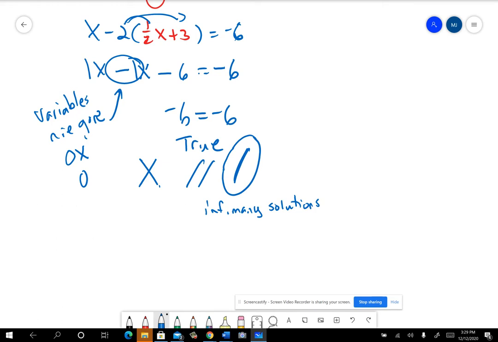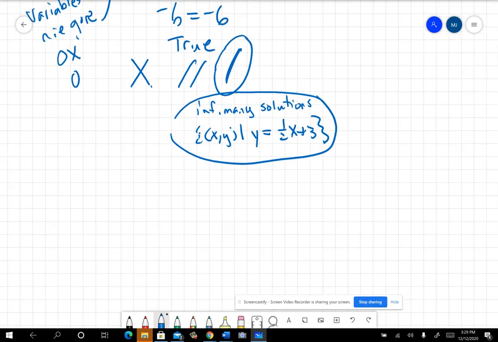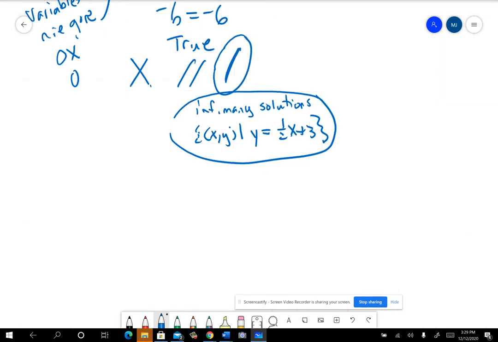And if you wrote it formally, it would be the set of all ordered pairs that satisfy the equation, and you would just put one of those equations in there. So your answer would be this one. All right, so that one turned out to be a special case. Let's go on and look at maybe one or two more of these.